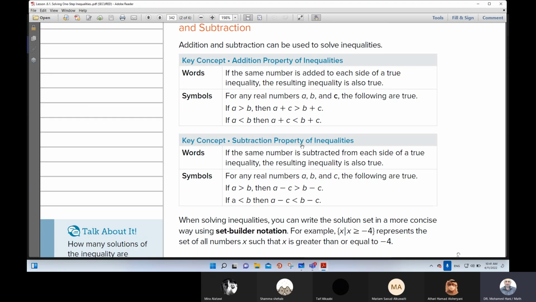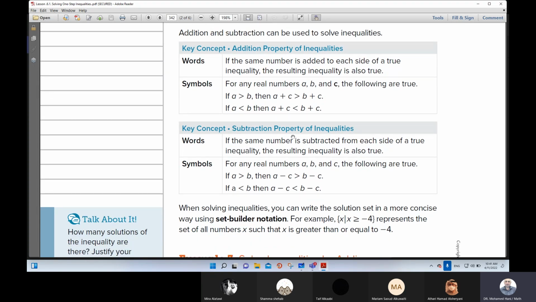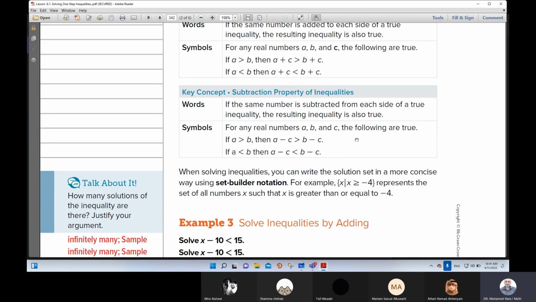And the same idea, if you subtract the same number, the subtraction property of inequality. If you have A greater than B, if you subtract the same number from the two sides, for example A minus C and B minus C, as you see we have the same sign, no change in the direction. So we have a true inequality. And if you have A less than B, you can subtract the same number from the two sides, A minus C here and B minus C here. As you see, you have the same sign, no change in the signs.